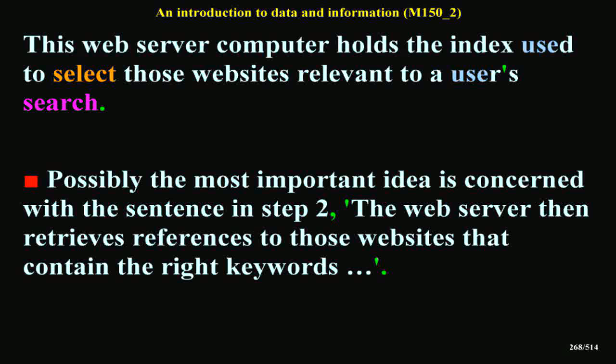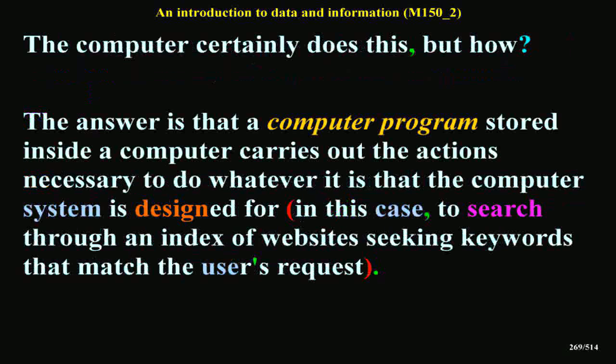Possibly the most important idea is concerned with a sentence in step 2. The web server then retrieves references to those websites that contain the right keywords. The computer certainly does this, but how? The answer is that a computer program stored inside a computer carries out the actions necessary to do whatever it is that the computer system is designed for, in this case, to search through an index of websites seeking keywords that match the user's request.